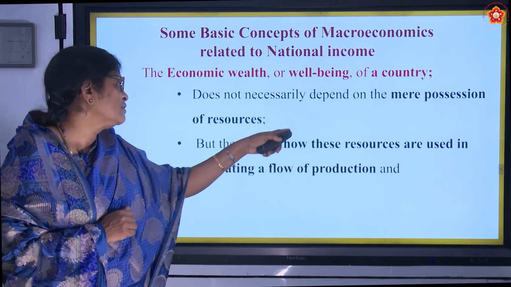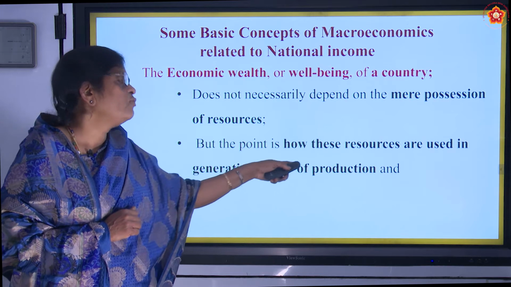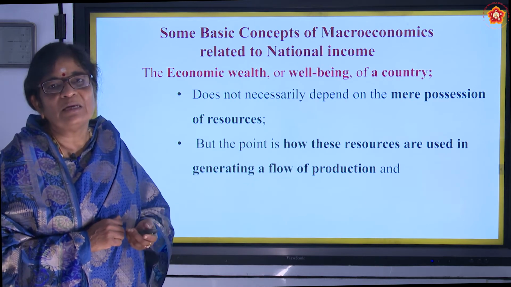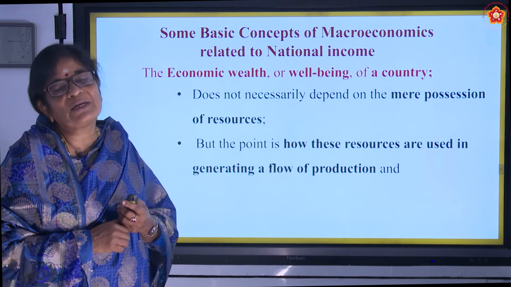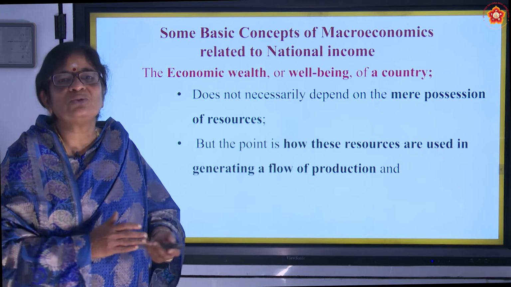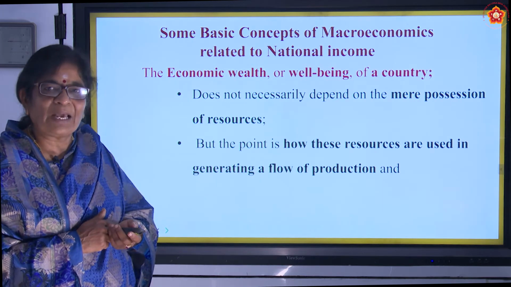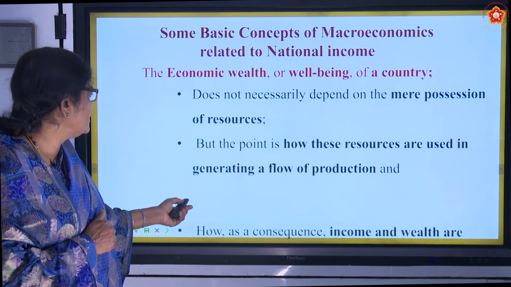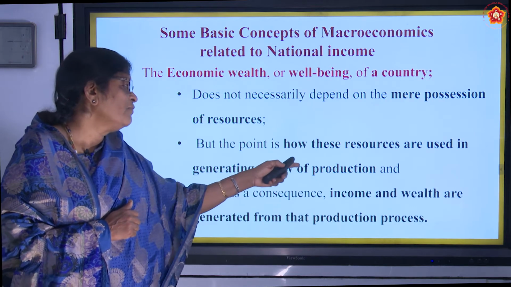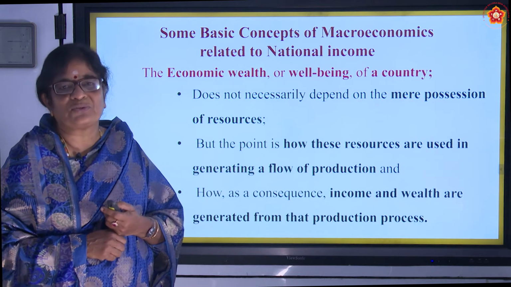Therefore, how these resources are used in generating a flow of production matters. Flow of production means production activities. What is production? The transformation of input into output, which we have seen in microeconomics. Therefore, the income and wealth are generated from the production process.